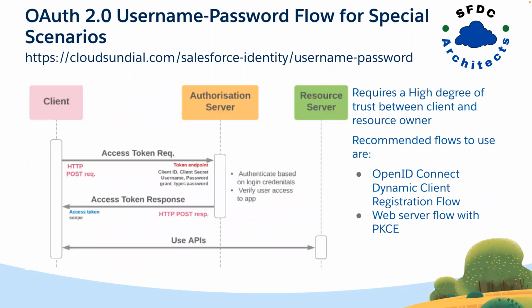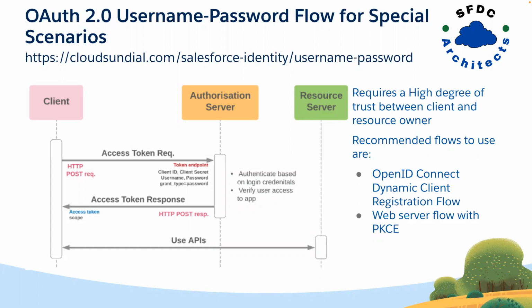And so here is the flow. It comes from your client app and goes through the authorization server to the token endpoint. You provide your client ID and your client secret, which come from your connected app. You put in your username and password for the particular user that you're using to access Salesforce. And if all of that is correct, you get back your access token, and then you can use the APIs. And again, all of this is based on the user's permissions.